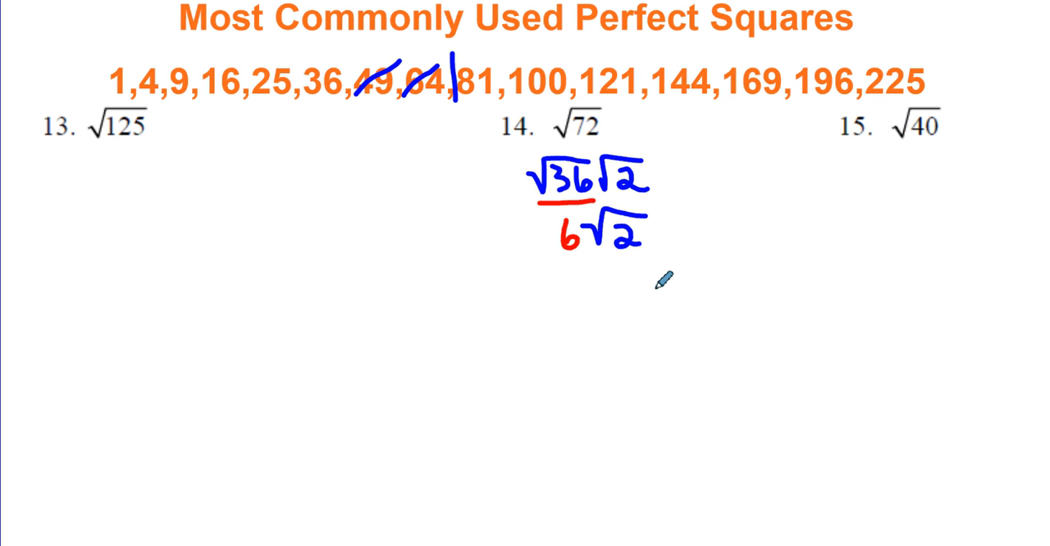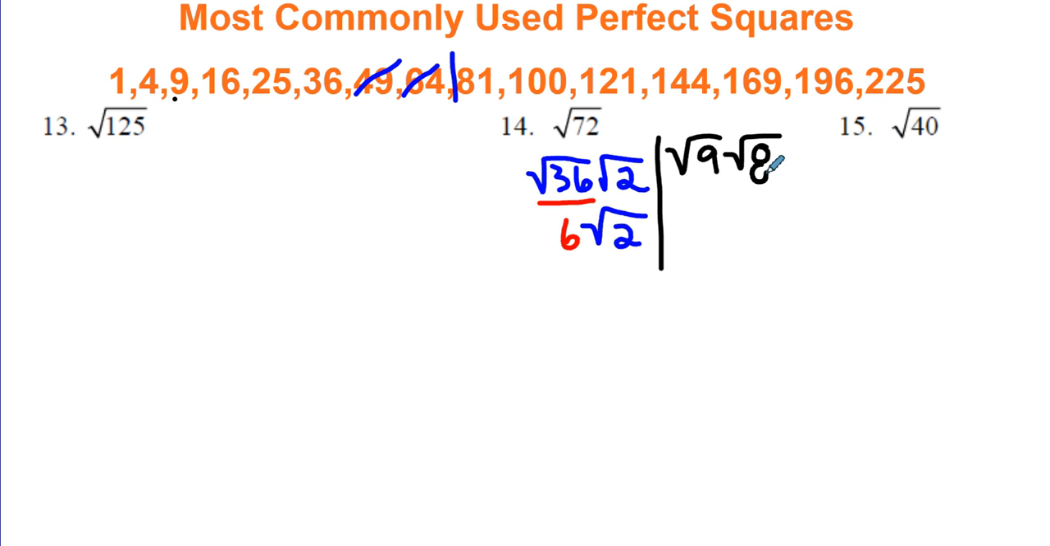We always want to go with the largest perfect square value because then it's only one step to arrive at our solution. Now, there are other perfect square values that we could use for 72. So some of you maybe said, well, I know I could take 9 and divide that into 72. Well, that's true. And let's see what happens. If you did that, that's 9 times 8.